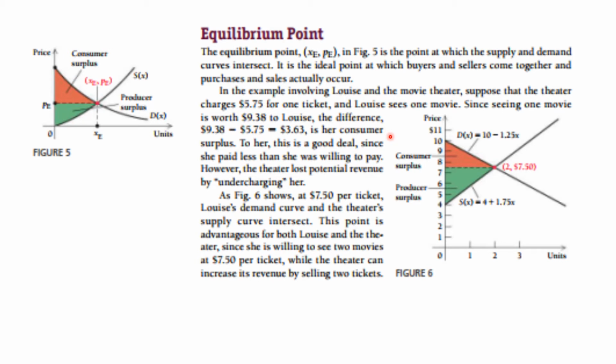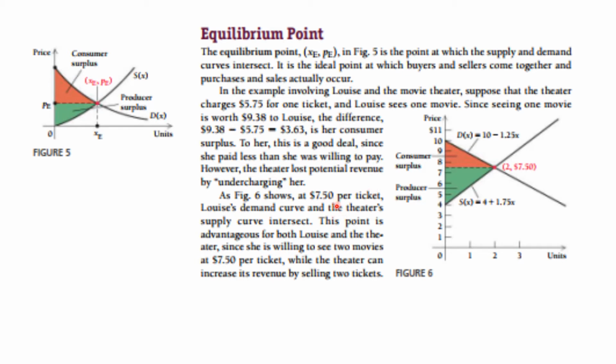In the example involving Louise in the movie theater, suppose that the theater charges $5.75 for one ticket and Louise sees one movie. Since seeing one movie was actually worth $9.38 to Louise, the difference between that is her consumer surplus. To her, this is a good deal since she paid less than she was willing to pay. However, the theater lost revenue by undercharging her.